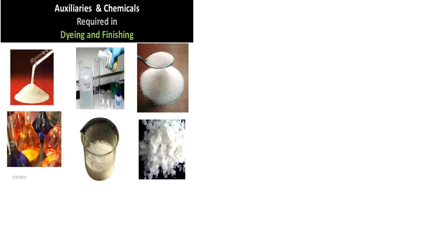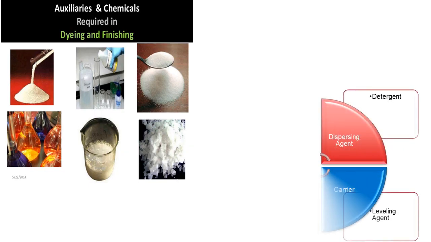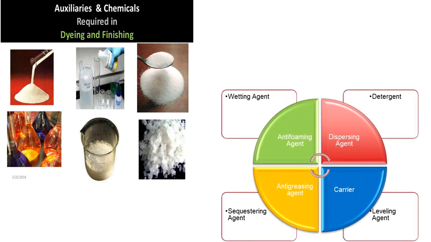Apart from the coloring substances, certain auxiliaries and chemicals are required for dyeing and finishing of the fabrics. Some of the auxiliary chemicals used are wetting agent, detergent, sequestering agents, leveling agents, anti-foaming agent, dispersing agent, anti-greasing agents and carriers. Depending upon the requirement, one or all these auxiliary substances can be used.